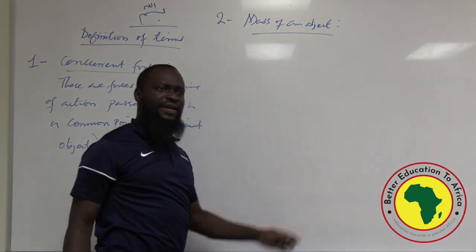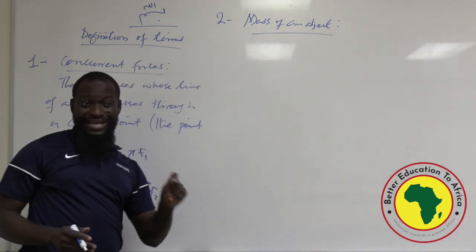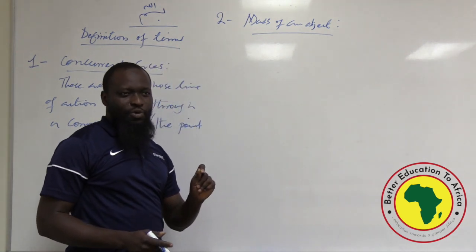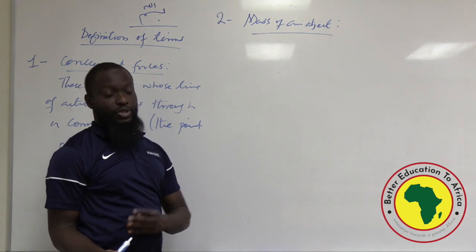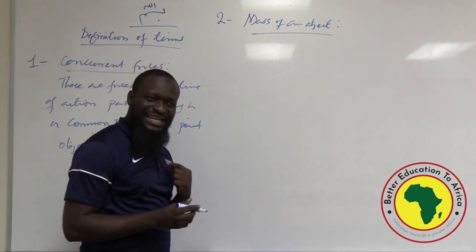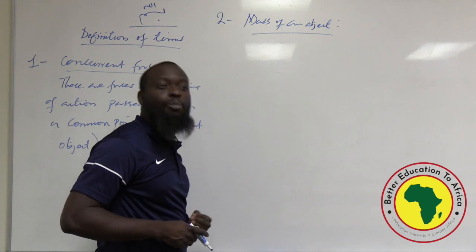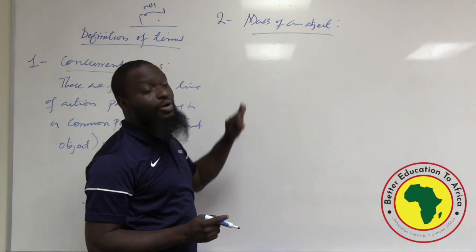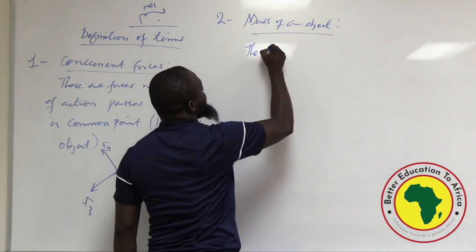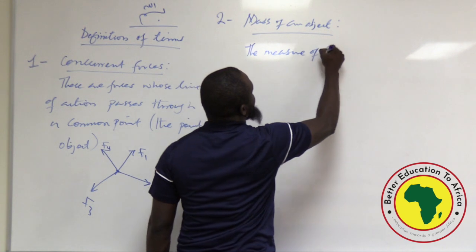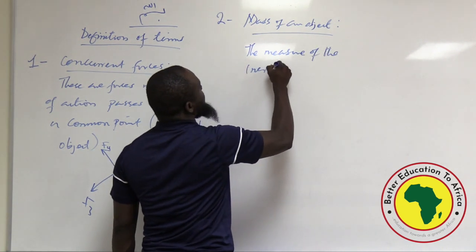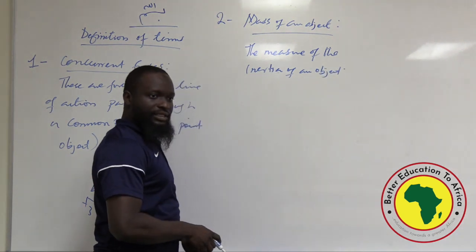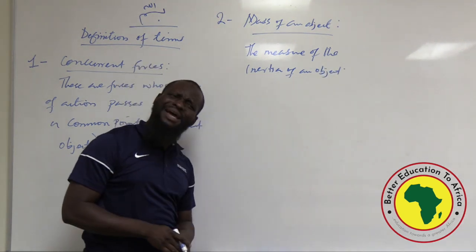Physicists often define this as the amount of matter. But the main physical definition is in the definition of inertia. We quantify inertia by mass. So if you understand what inertia is, which is the tendency of a body to remain at rest or move along a straight line with a constant velocity in a constant direction, this is the measure of the inertia of an object.